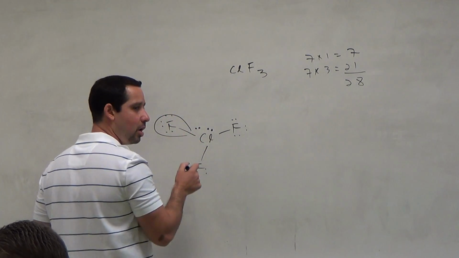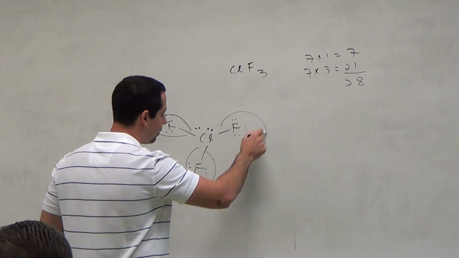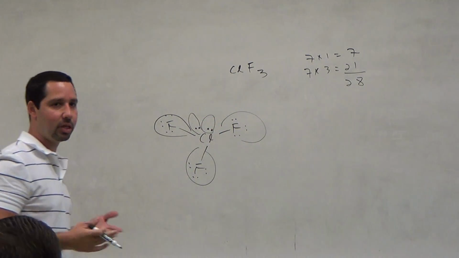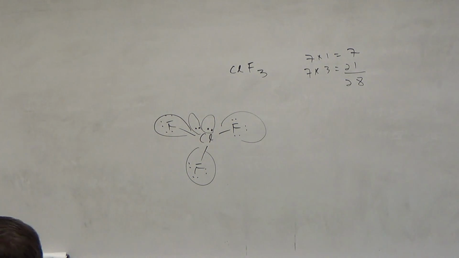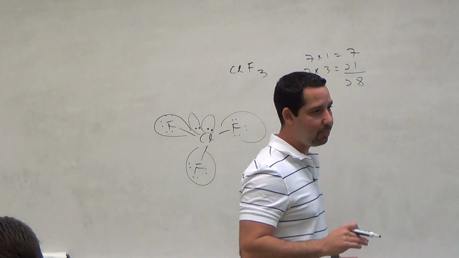1 electron density, 2, 3, 4, and 5. That's 5. That's not tetrahedral. Tetrahedral is 4. Trigonal planar is 3. It's not octahedral. 5 is called trigonal bipyramidal.